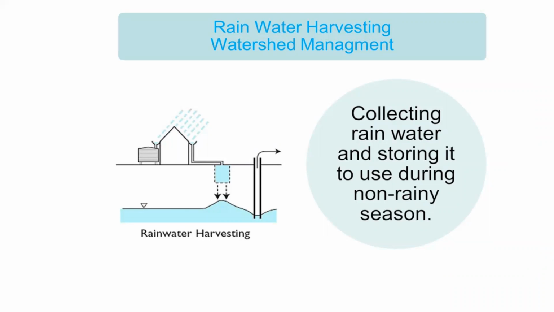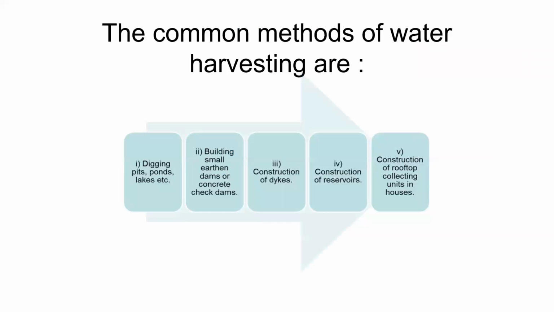Next, rainwater harvesting and watershed management, that is collecting rainwater and storing it to use during the non-rainy season. The common methods of water harvesting are digging pits, ponds, lakes, etc., building small earthen dams or concrete check dams, then constructions of dikes, constructions of reservoirs, and constructions of rooftop collecting units in houses.